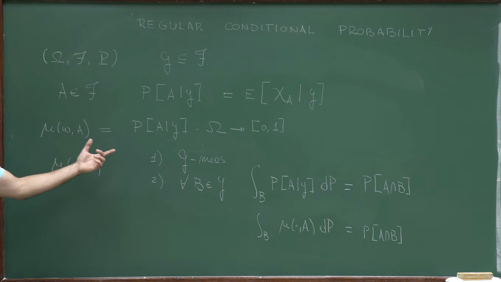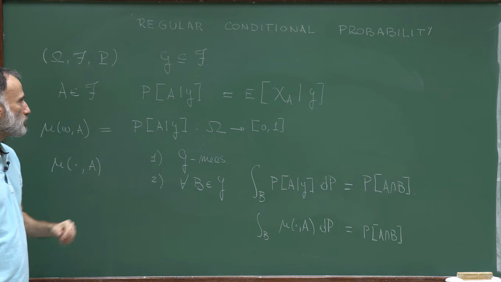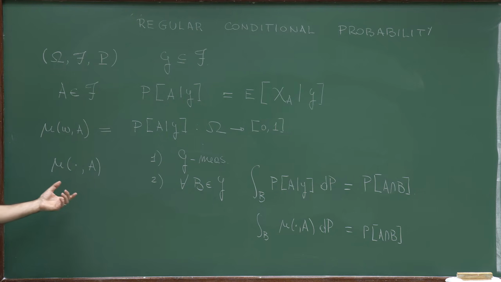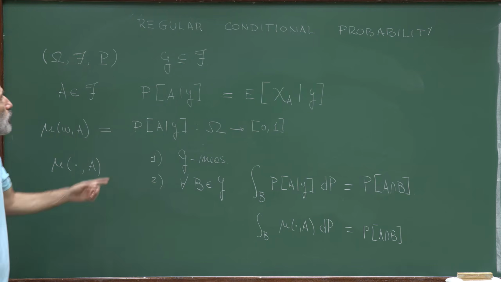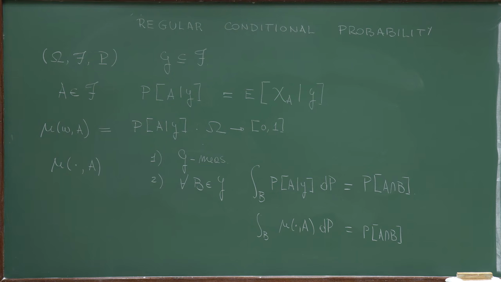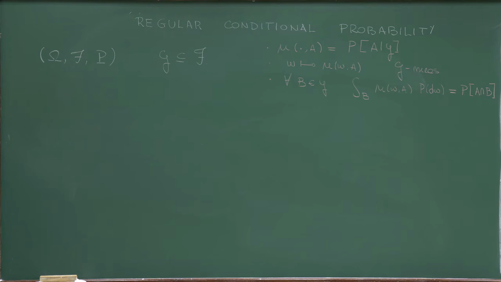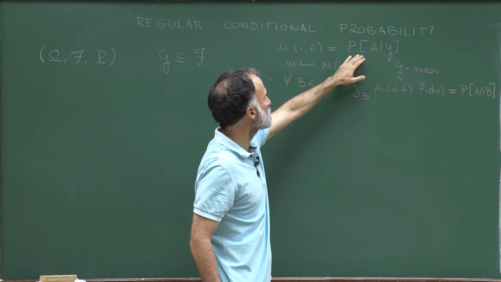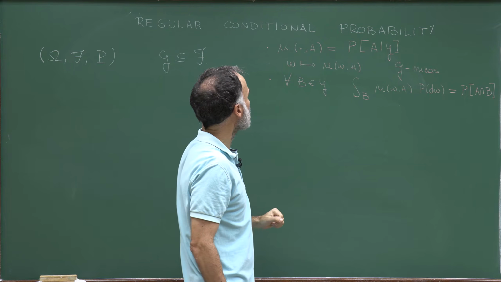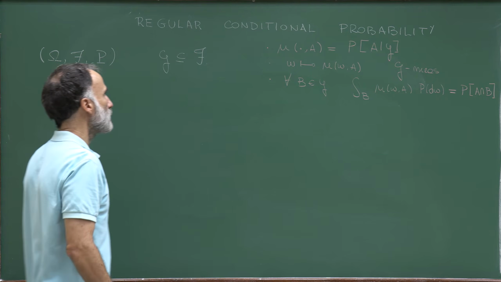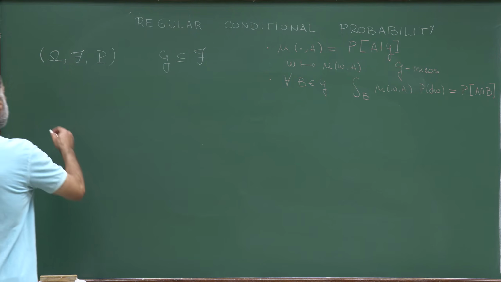I'm representing this probability with this notation. I will first extract some properties of this object, to define later what the regular conditional probability is. So I just rewrote the notation I introduced: I'm representing this conditional probability by this notation, and these are the two properties which characterize it.